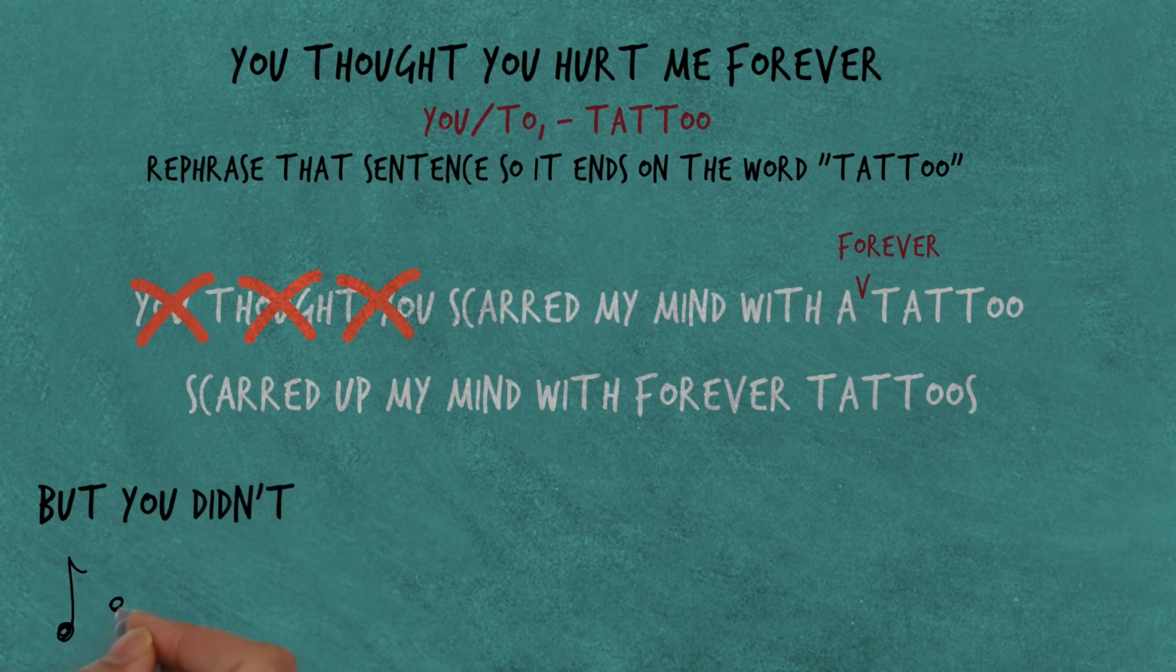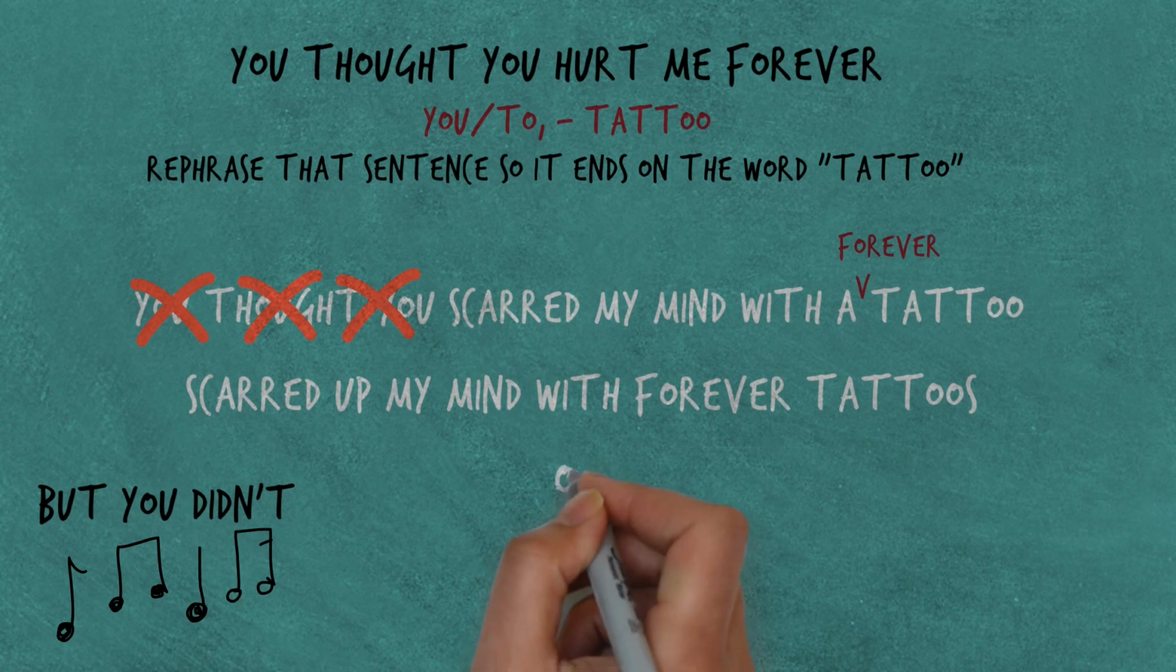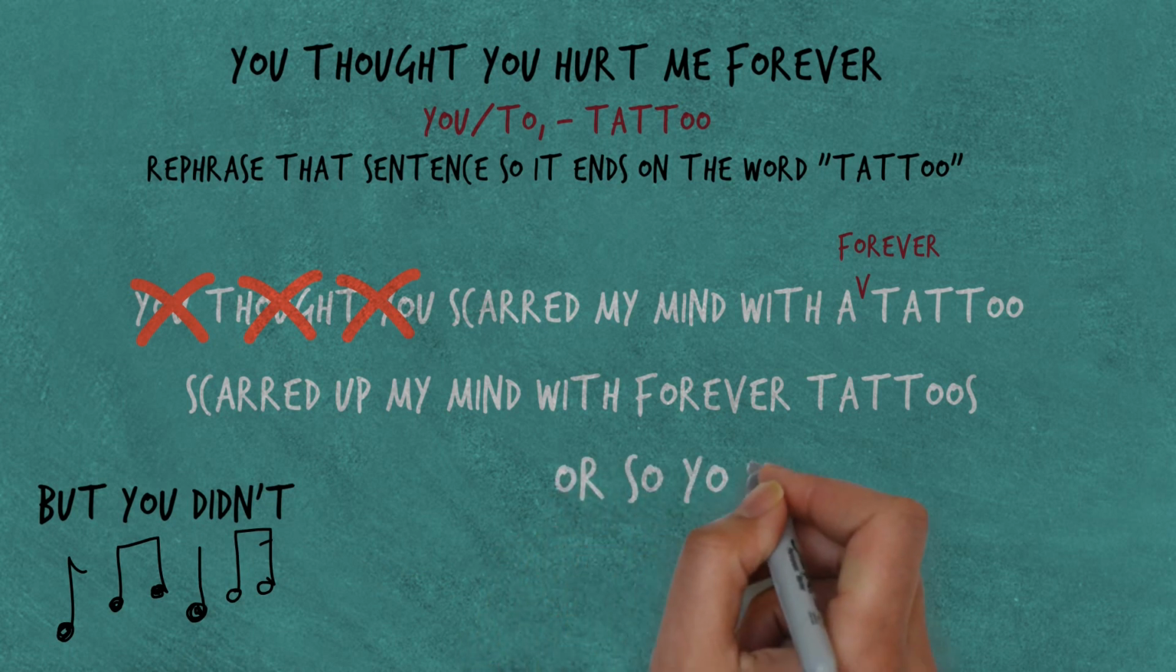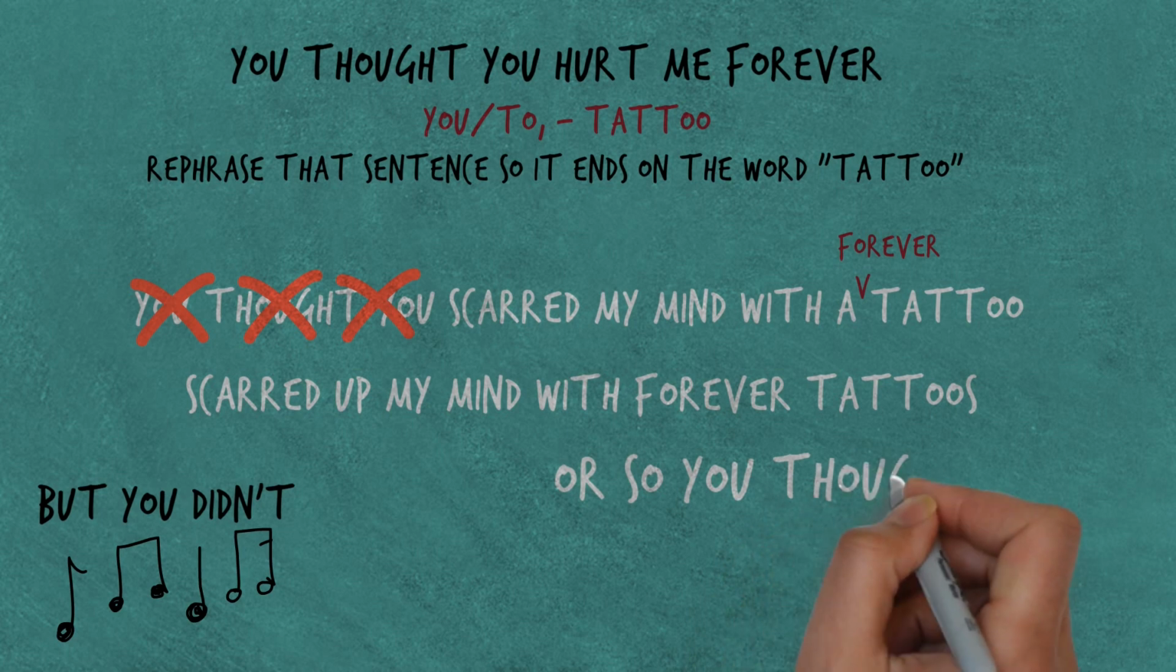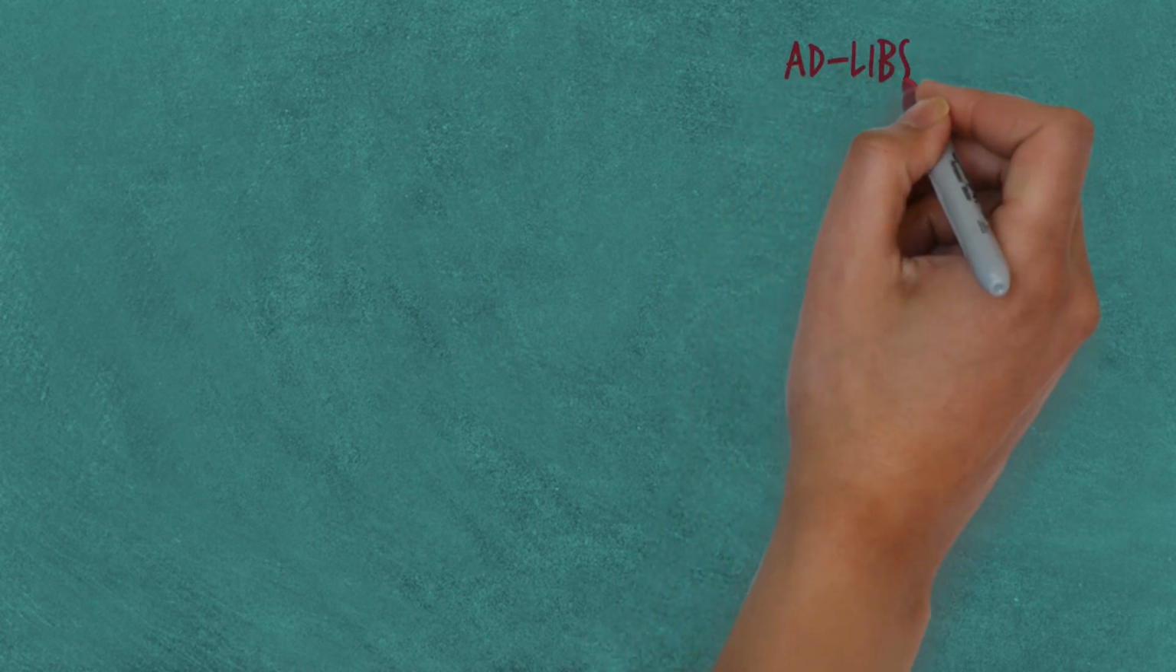We'll finish off this quatrain with a short phrase. In our sentence, it is, but you didn't. Now here's a trick. If you write a totally different melody, you can get away with not rhyming that bar with anything else and it will still sound good. So I can just change it to, or so you thought, and completely change the melody, and it will sound like this.